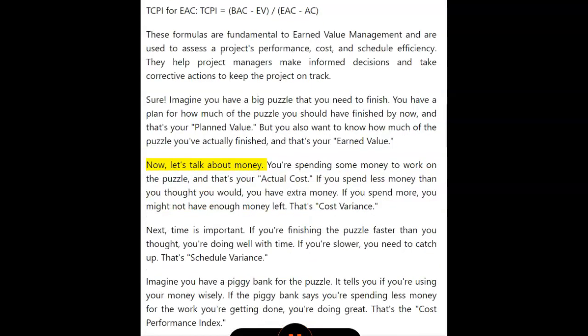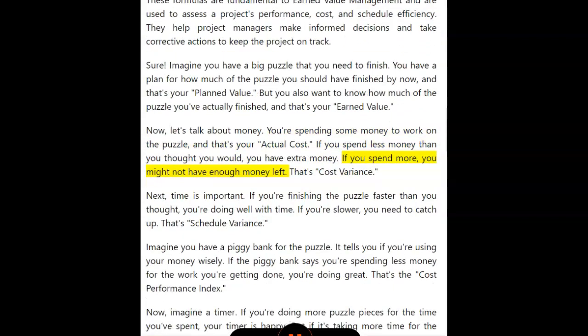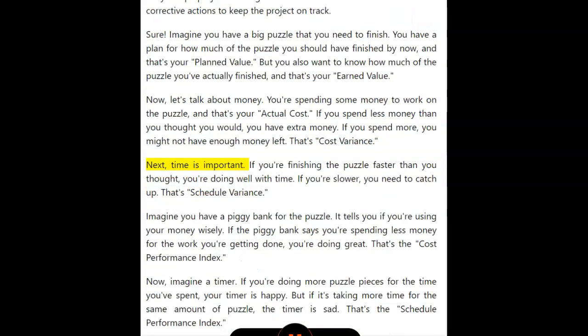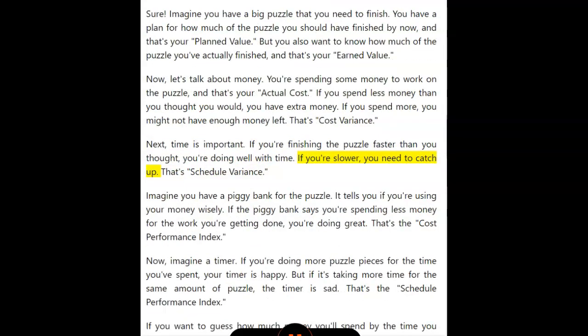Now, let's talk about money. You're spending some money to work on the puzzle, and that's your actual cost. If you spend less money than you thought you would, you have extra money. If you spend more, you might not have enough money left. That's cost variance. Next, time is important. If you're finishing the puzzle faster than you thought, you're doing well with time. If you're slower, you need to catch up.